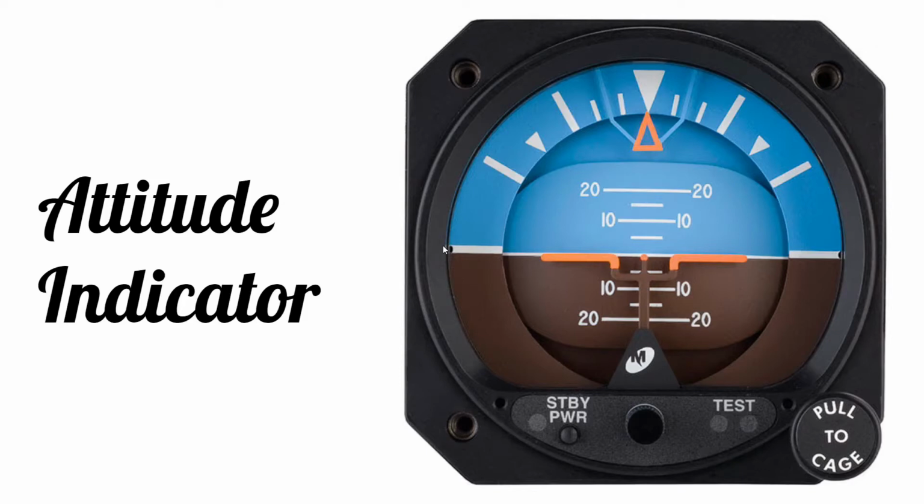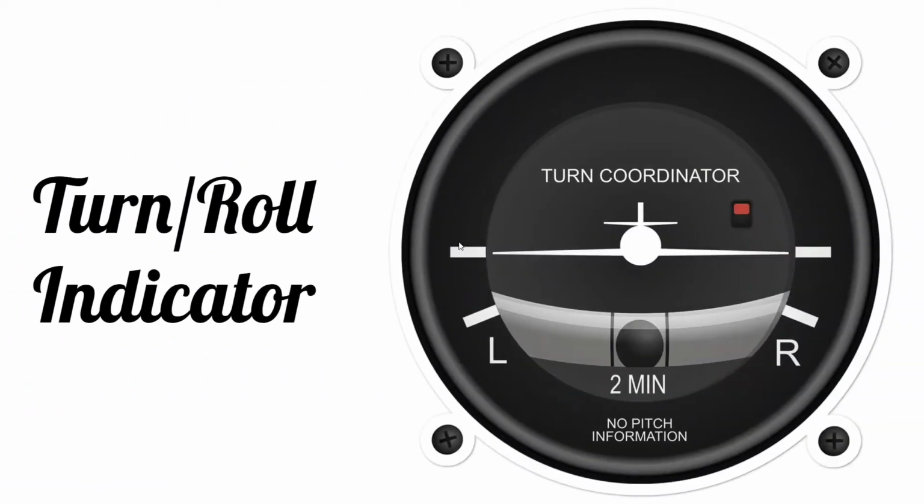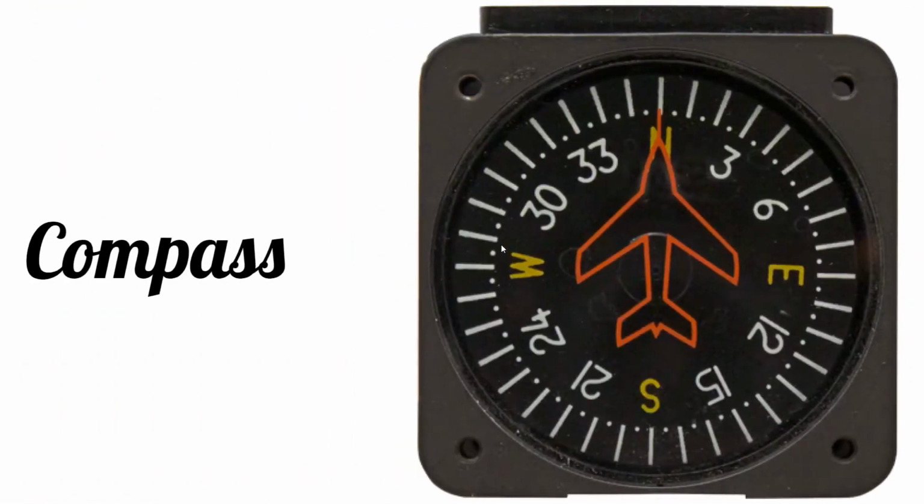The roll indicator has some overlapping functions with the attitude indicator. Your roll indicator displays what side you're banking on. This is useful under IFR conditions. The next instrument is the compass. A compass is a navigational tool for finding out the heading of your aircraft.